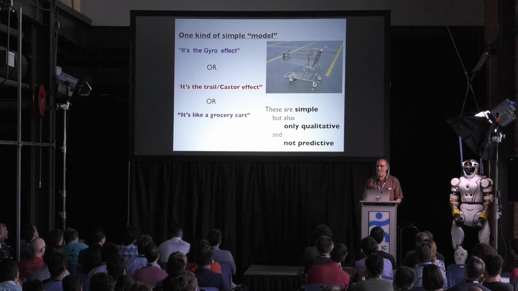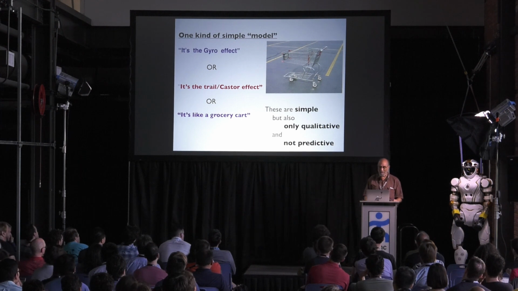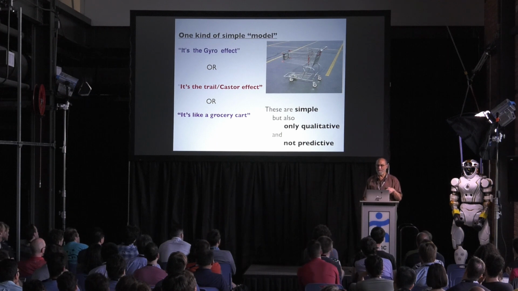These are simple models, but they don't have predictive value. They explain something, or maybe they don't. We've written papers about how these particular things are wrong, but it doesn't matter. They're simple models that don't have predictive value. They don't tell you which bicycle is stable or not stable and so on.